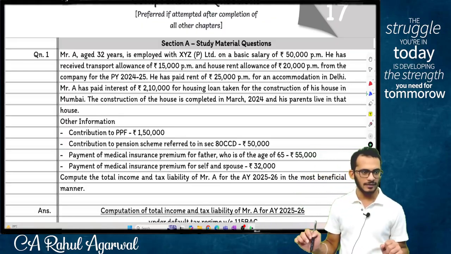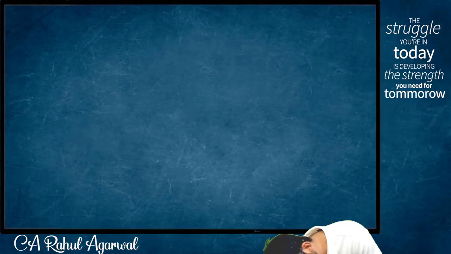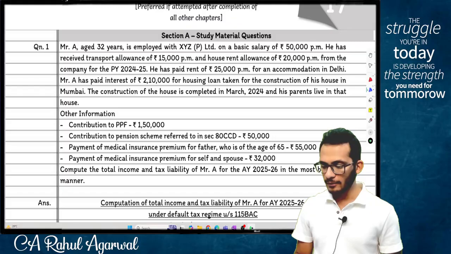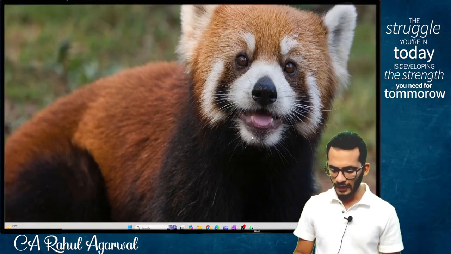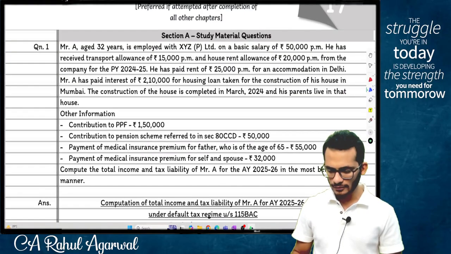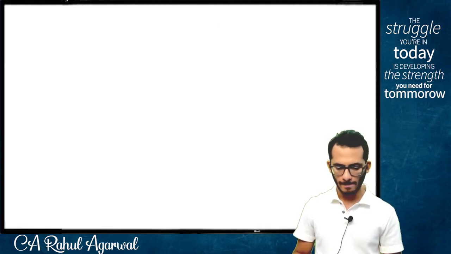So we're starting with question number 1, computation of total income of Mr. A for the assessment year 25-26. Write down.